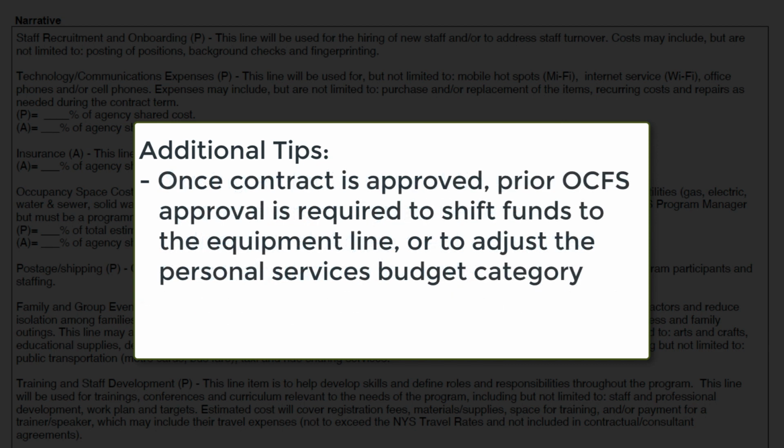Once a contract is approved, prior OCFS approval is required if you wish to shift funds to increase the equipment line. Prior OCFS approval is also required if funds will be moved to increase or decrease the personal services budget category. A budget spending adjustment form must be submitted for approval 25 days before purchases are made.